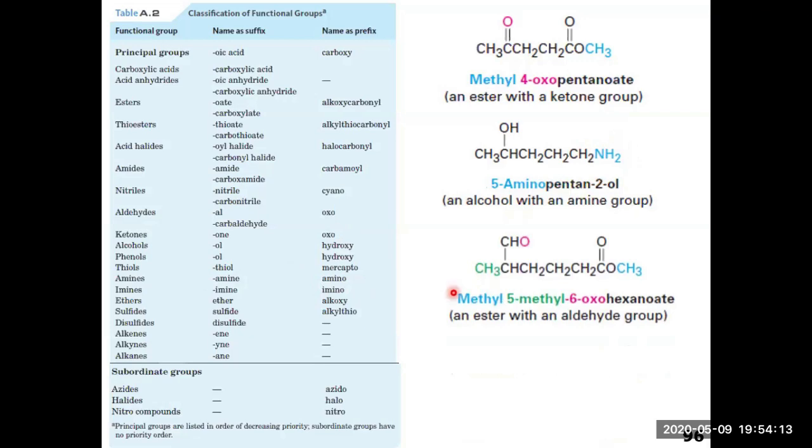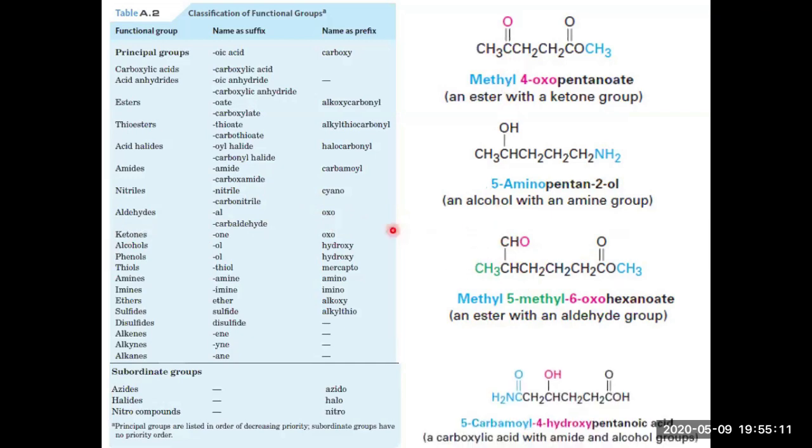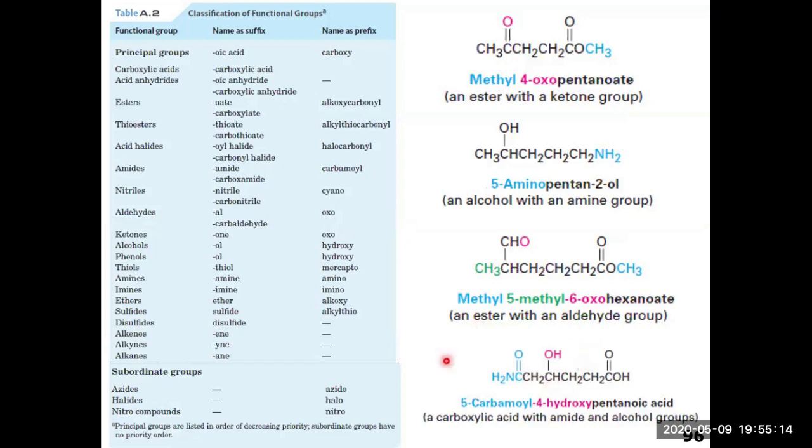Now, in the third example, we have an ester group and a CHO group, which is referred to as an aldehyde. Between aldehydes and esters, esters rank higher, so this molecule will be named as an ester and not as an aldehyde. If we treat the aldehyde as a prefix, then it will be named as oxo. This is the same thing for ketones as in the first example. And lastly, if we look at this molecule, we have three functional groups.